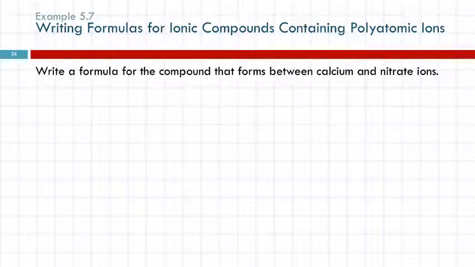So if we need to write a formula for a compound between calcium ions and nitrate ions. Nitrate, you won't find that on the periodic table because it's not an element. It's one of those polyatomic ions. And a clue here is most of those polyatomic ions end with -ate or -ite.